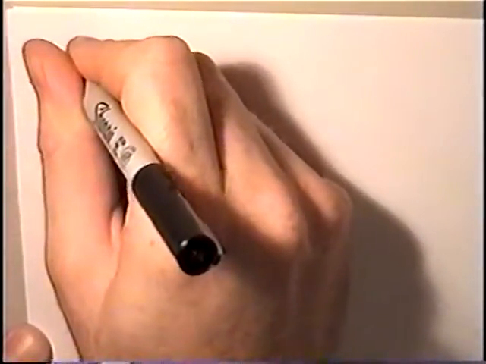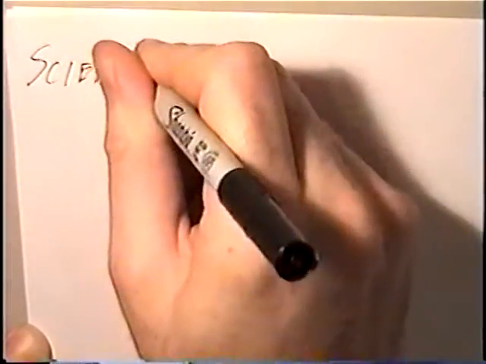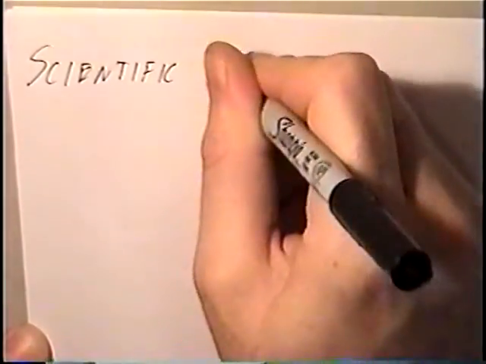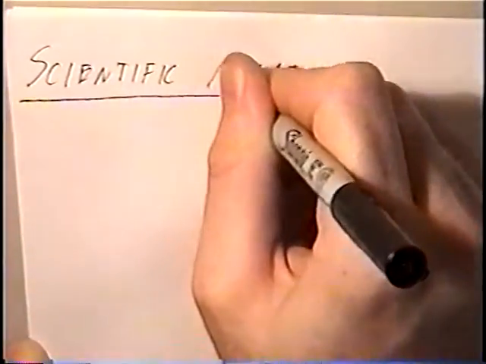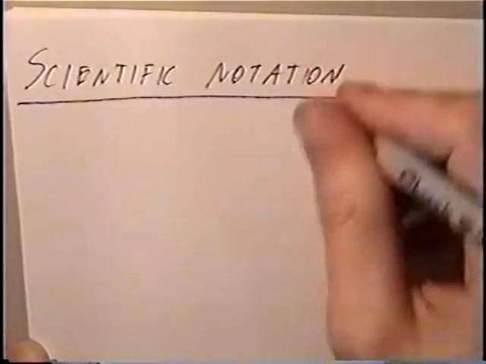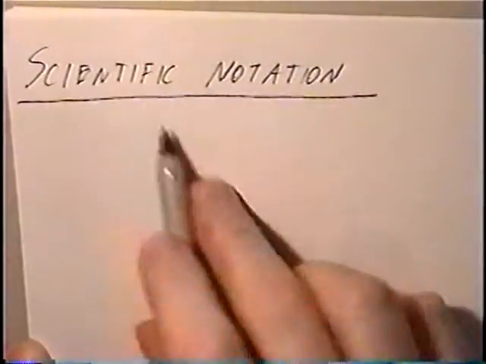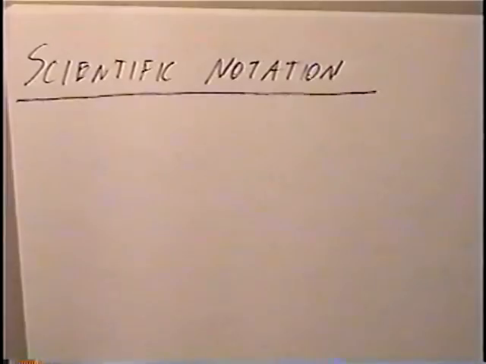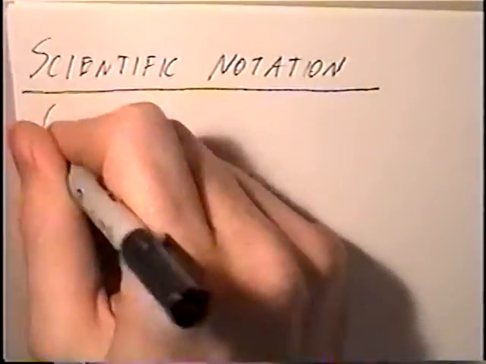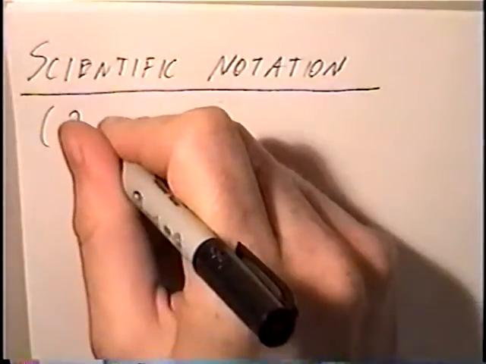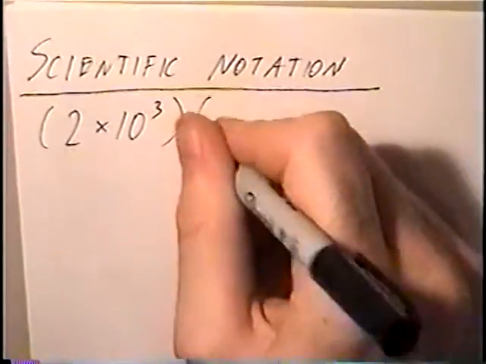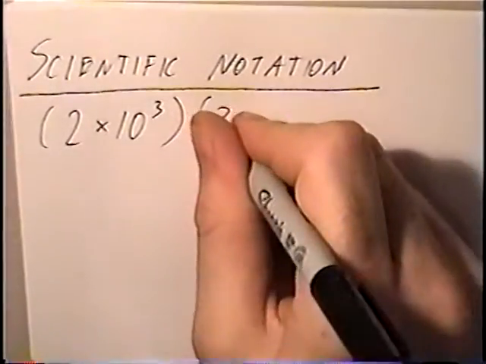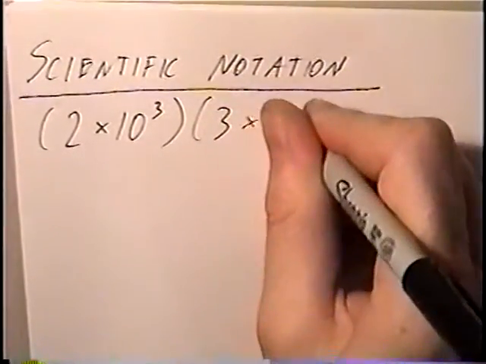Title of the last section today is Scientific Notation. In this section, we'll simplify questions using scientific notation, which is a notation to represent large or small numbers. First question, in parentheses, is 2 times 10 to the third power times a second parentheses 3 times 10 to the second power.